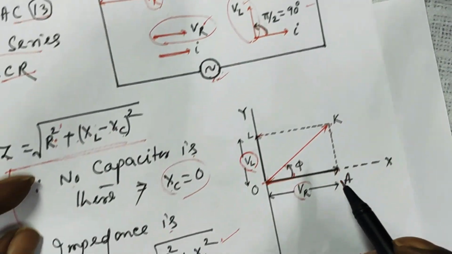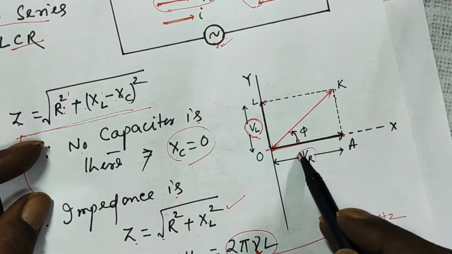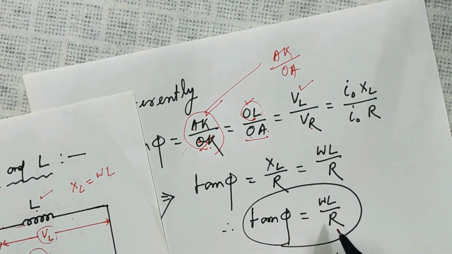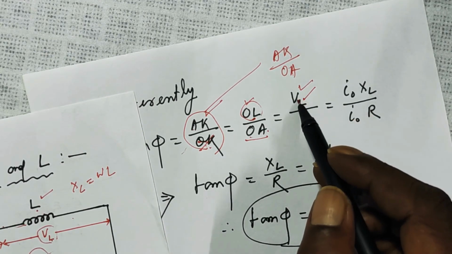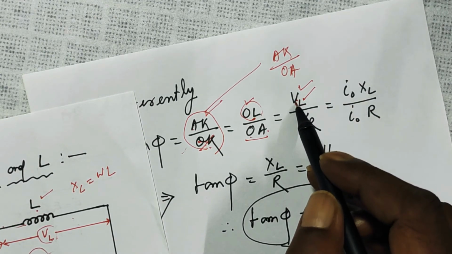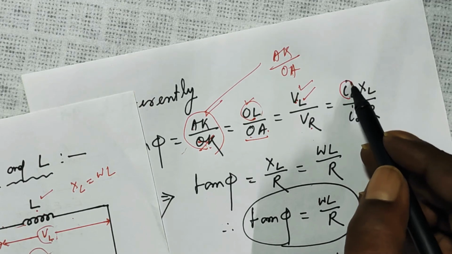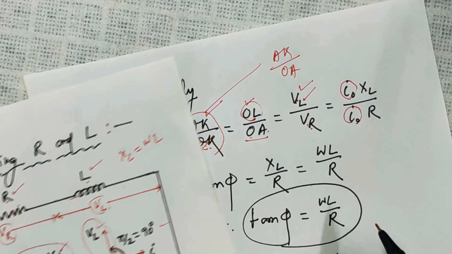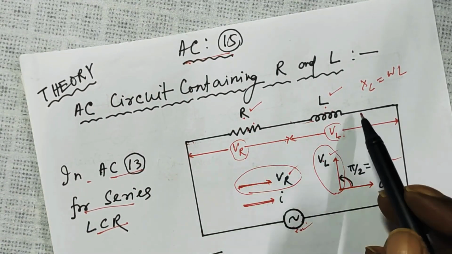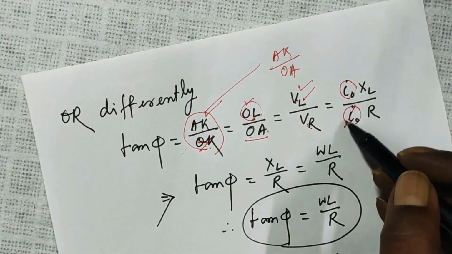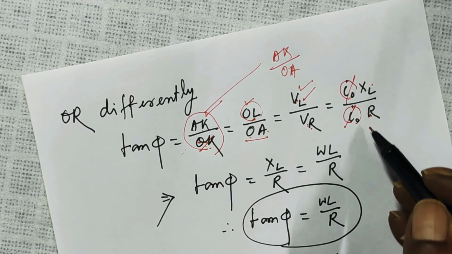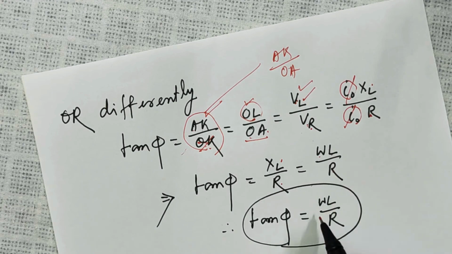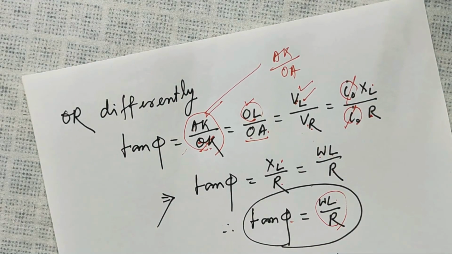And OL represents the voltage across the inductor, and OA represents the voltage across the resistance, and any voltage is equal to current into its resistance. The maximum current through this is I naught, because both these elements are in series. So I naught cancels, so it is XL over R, where XL is omega L, so tan phi is omega L over R.